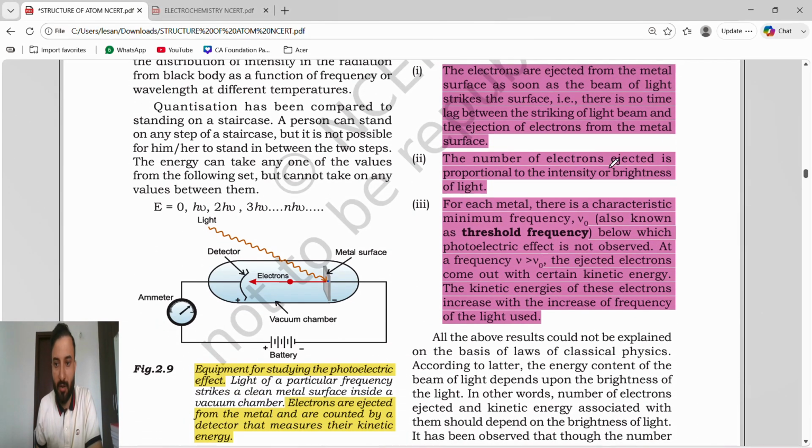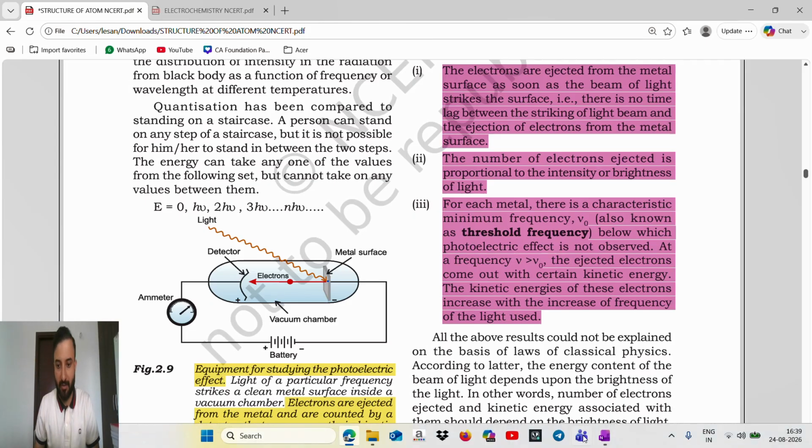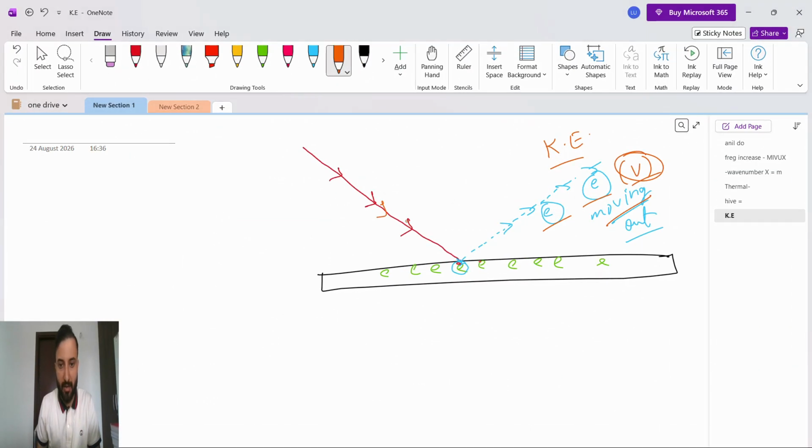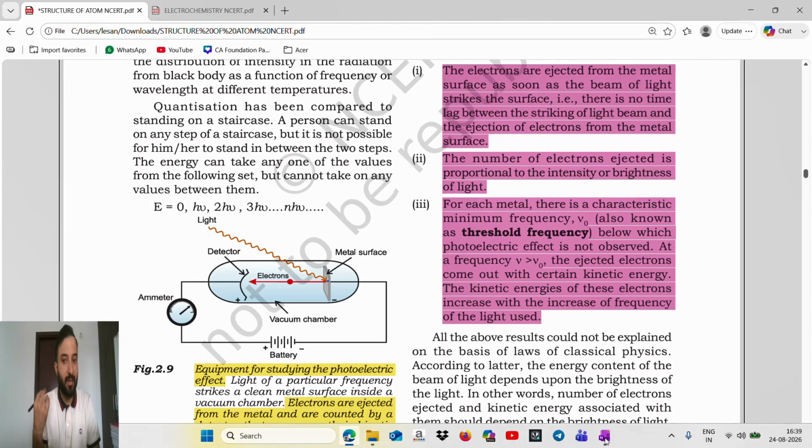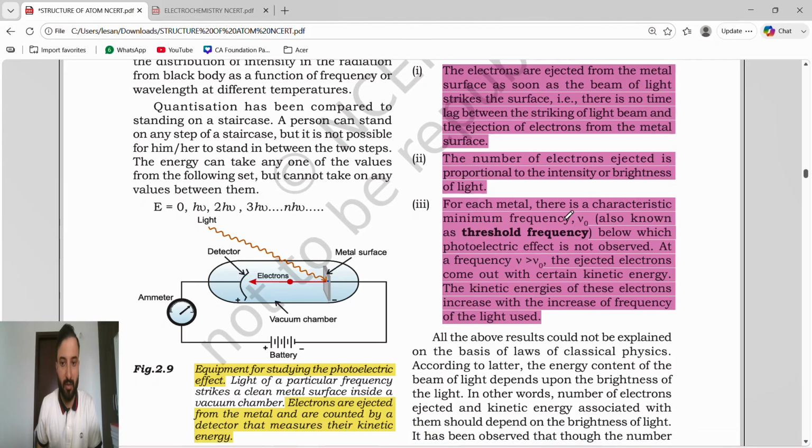Next is what? The number of electrons ejected is proportional to the intensity of brightness of light. As I said, guys, if the intensity of light is more, the electron release is more, correct? So what intensity do we want? We want it with threshold frequency. For each metal there is a characteristic minimum frequency, also known as threshold frequency, below which the photoelectric effect is not observed, because below it electrons will not eject. No electron ejected means no electricity, so no photoelectric effect.